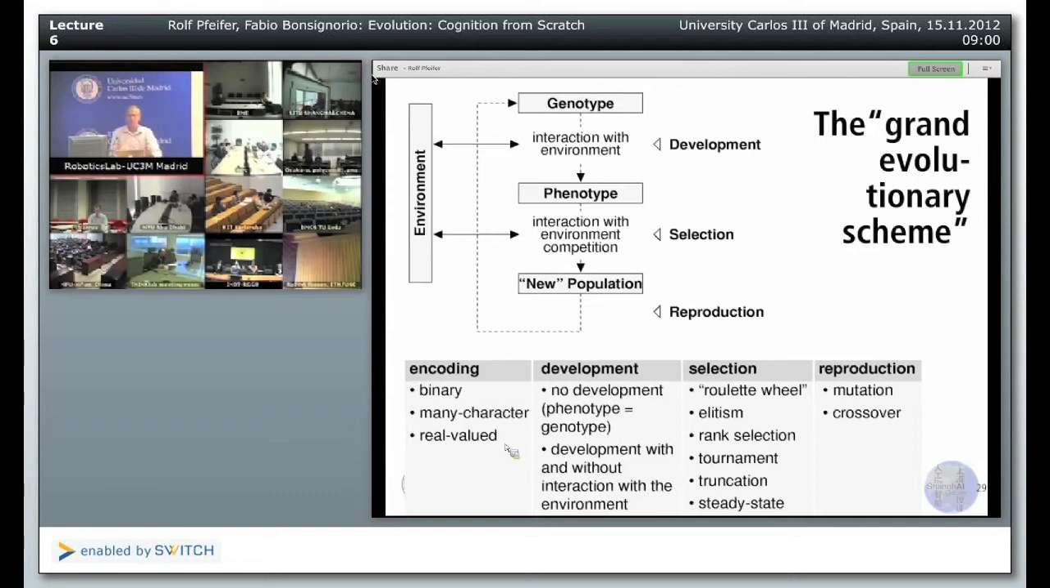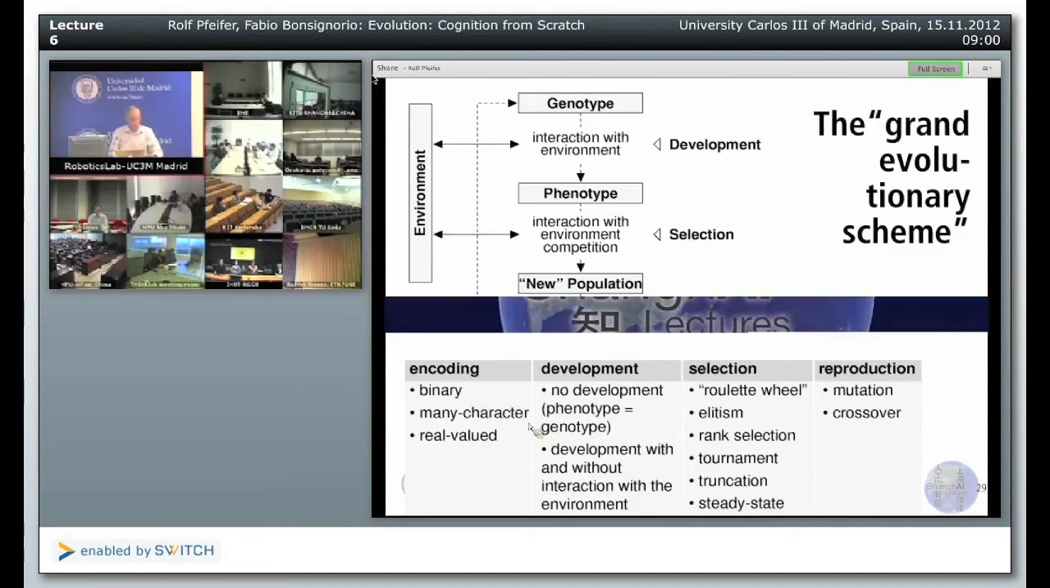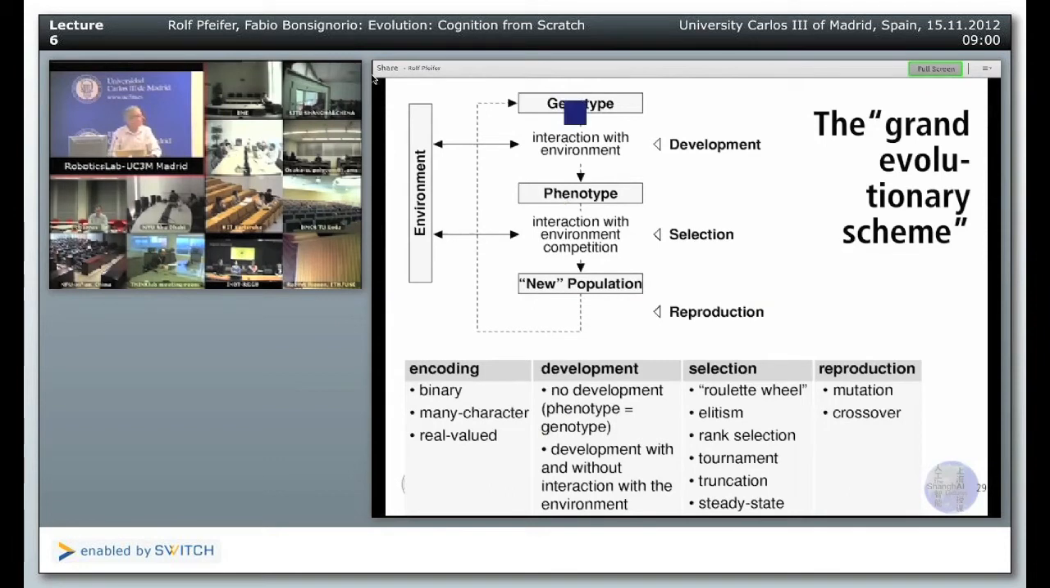You know, there's a big literature about evolutionary computation, about evolutionary approaches, and there is an overall scheme, and all the approaches, or let's say 95% of the approaches, they fit into this general scheme. So we start with a genotype. This is the encoding of the problem. This is developed into a phenotype, process of development. Then they have to do something in the real world. They have to interact with each other. They have to move in particular ways.